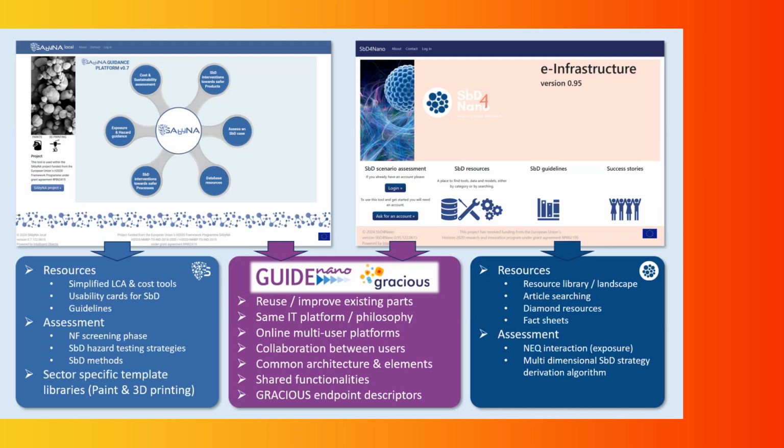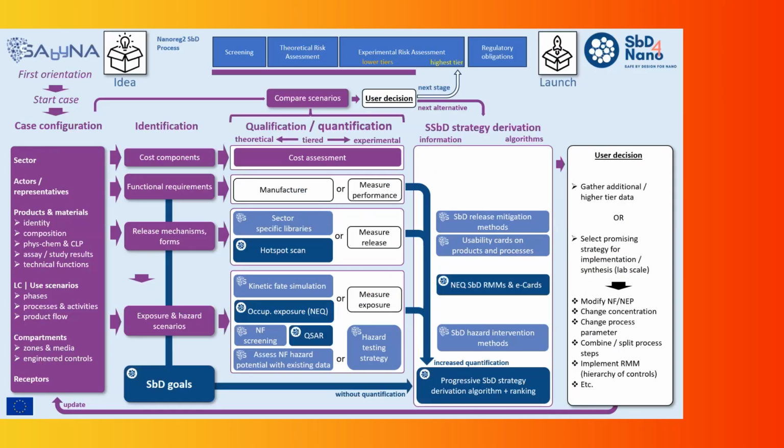So there are a lot of shared functionalities, and that is why it is logical that we present them in one presentation, because we basically can merge them, and we also intend to do that. But of course, they are separate projects, so they also have their own developments. At the left, you can see that Sabina developed specific resources already introduced this morning, such as simplified LCA, usability cards, guidelines, and also SBD for Nano did, with the article search engines, DIAMOND resources presented by Wouter this morning, the NAQ interaction. So you can already imagine that both projects contribute in their own way, but they also have a lot in common. And now in the next slide, we will see how that is organized.